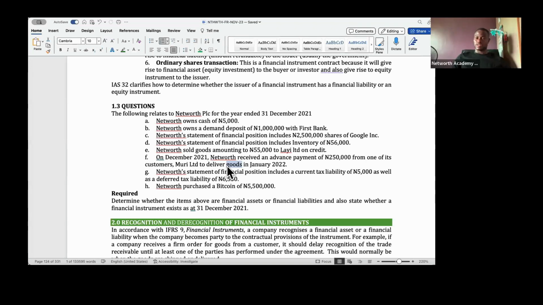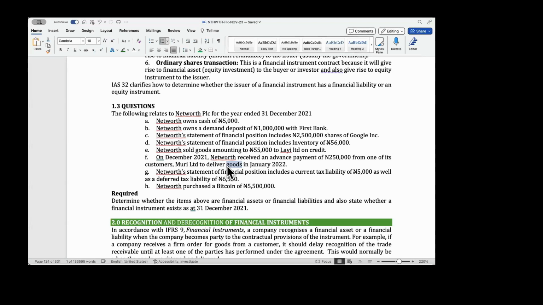And that is correct. It is not a financial liability. But what was your logic? Why did you decide that it is not a financial liability? It's more like an advance payment. They say prepaid the item. So that's my logic.